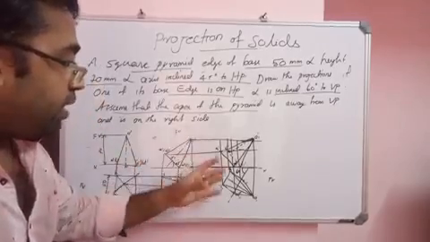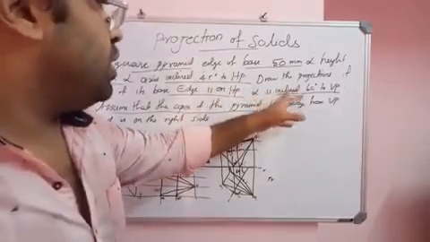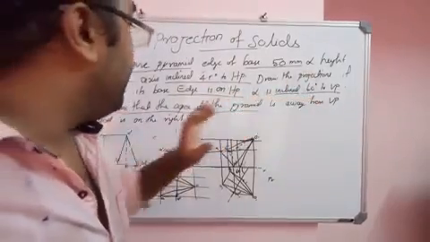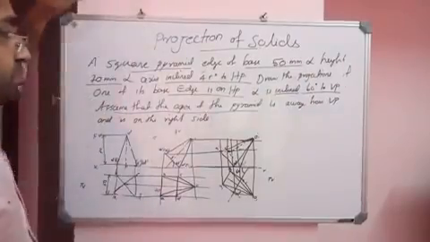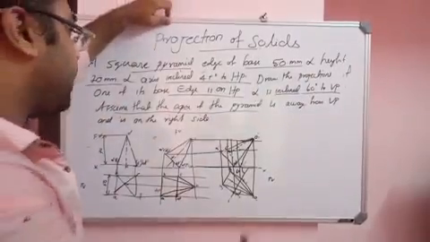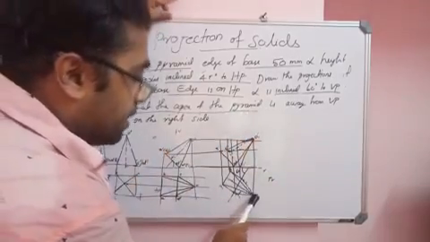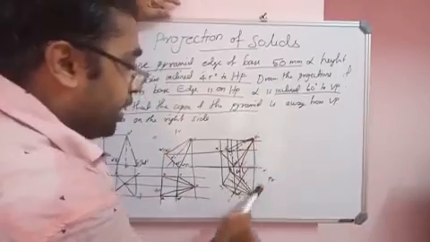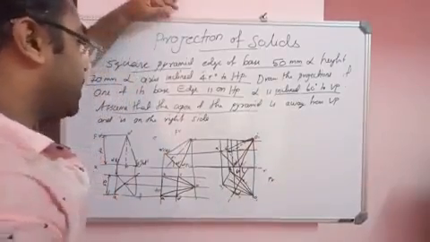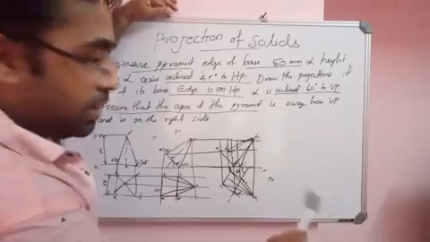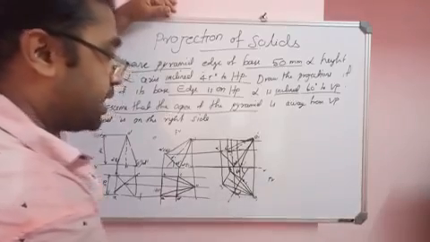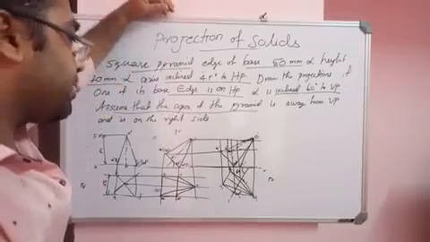Okay, now again they asked us to draw the incline at 60 degrees to VP, and one more point is that the apex of the pyramid is away from the VP. See, the apex is away from the VP, and it's on the right side also. You can see that it's on the right side.